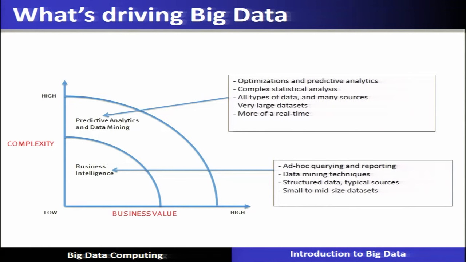Earlier it was business intelligence, where the value was moderate and the complexity also was moderate. But nowadays predictive analytics and data mining have come. Here the optimizations and predictive analytics are not easy and require computation on big data, and also have to be done in real time. So all the complexities are now there, and the analytics is now called predictive analytics. Earlier, business intelligence used prescriptive and descriptive analytics, but nowadays predictive analytics is very much in use, which needs real-time or stream computation processing of large data sets.